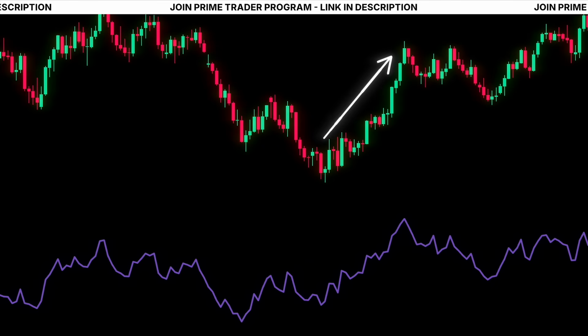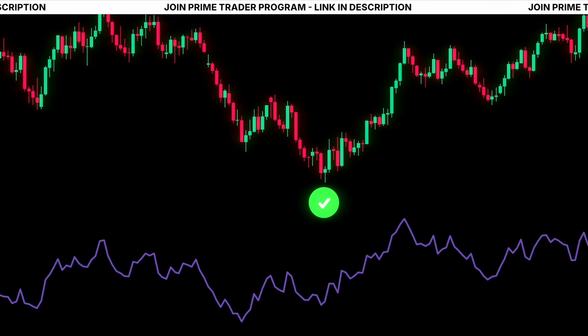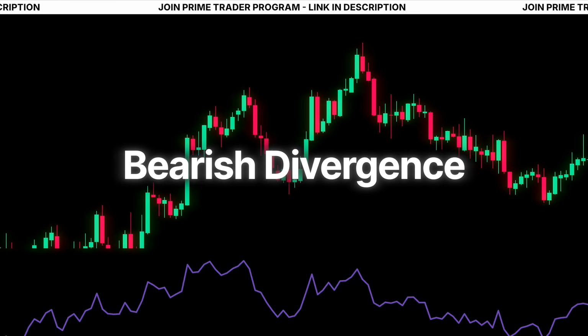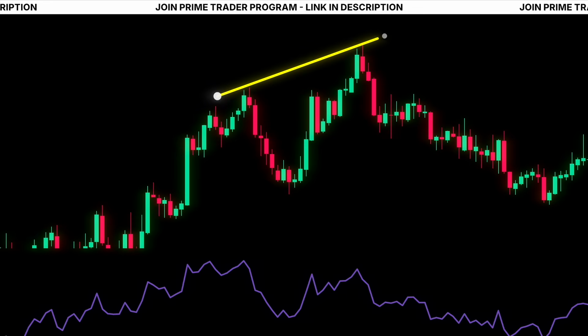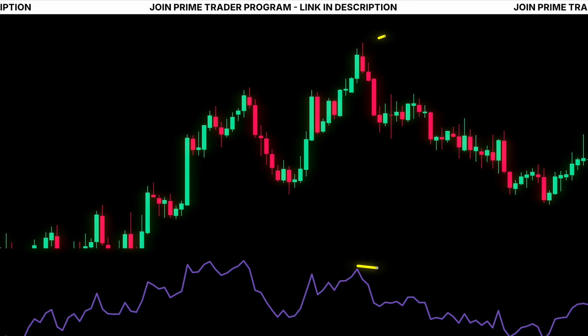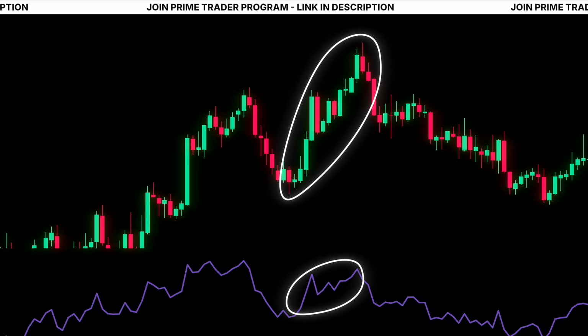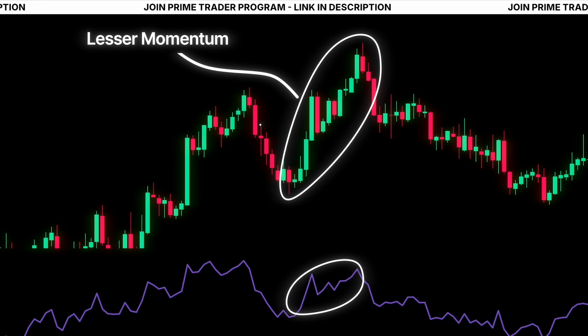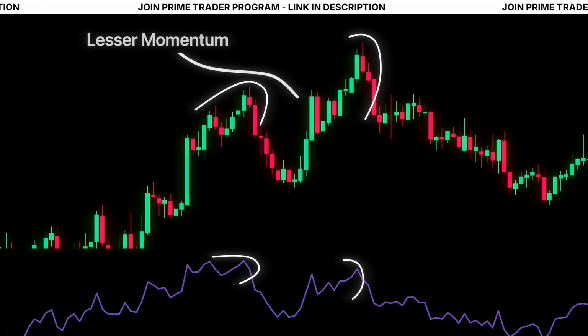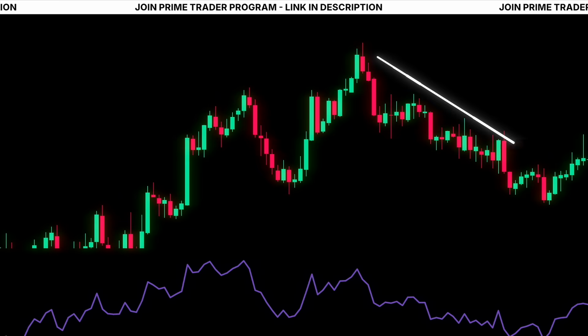Therefore, there is a high probability that the price will give us a substantial up move. So it is a good buy setup. A bearish divergence is the reverse. It occurs when the price makes a higher high, but the RSI makes a lower high. It indicates that the momentum on the second up move was lesser compared to the first up move. In other words, the buyers have become weak. Therefore, there is a high probability that the price will give us a good down move.